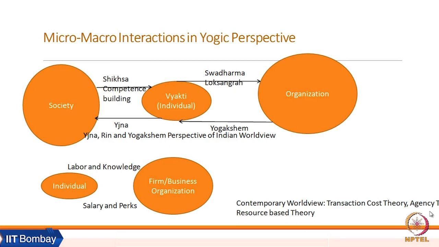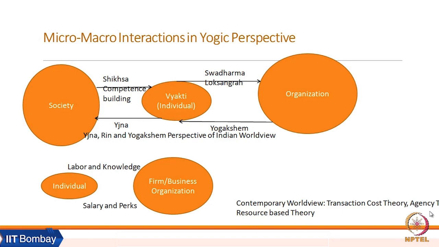So, all the business organizations you see, governance organizations, or educational organizations, are all constituted by vyaktis or individuals who are made competent by society. The kind of organization that they constitute is the result of their swadharma, their aptitude, and lokasangraha, their urge to contribute to maintaining the worldly order. So, lokasangraha simply means working to maintain the world order. So, that is the first line of interaction.